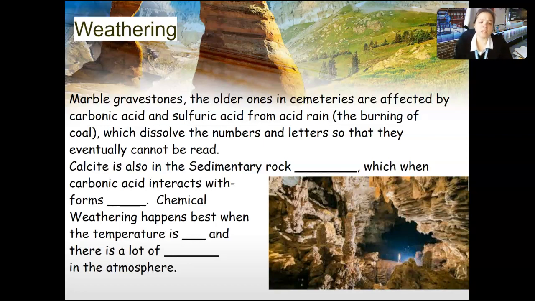Calcite is also in a sedimentary rock. That sedimentary rock is limestone, which, like I said, all this acid rain keeps going down and down and down, and when it hits the limestone, it starts to bubble and disintegrate, and that forms caves. Chemical weathering, the atmosphere you need for chemical weathering is it's got to be hot and humid, hot and moist in the atmosphere.